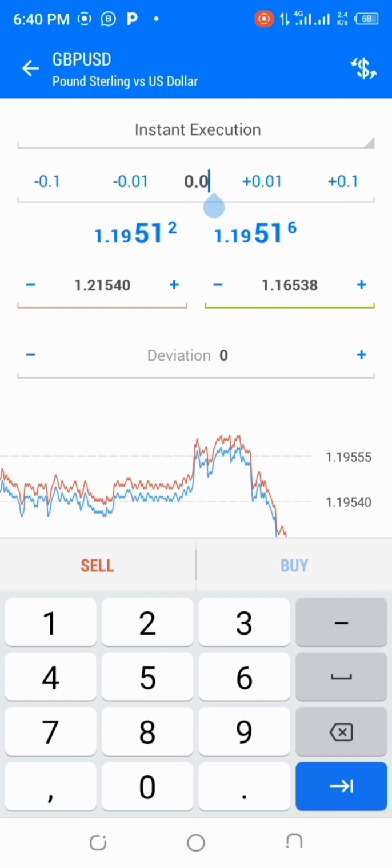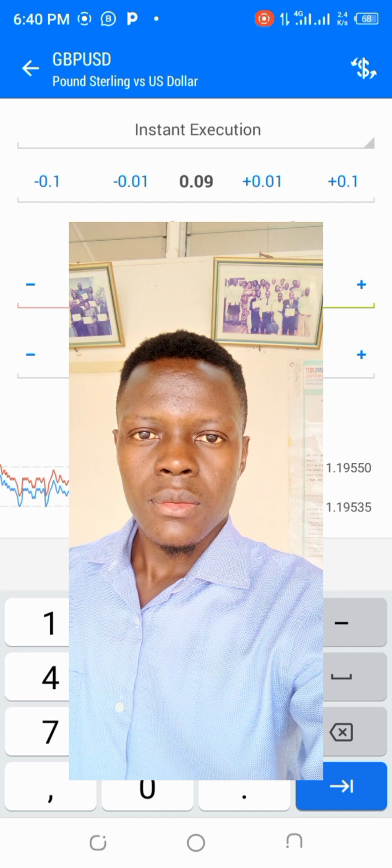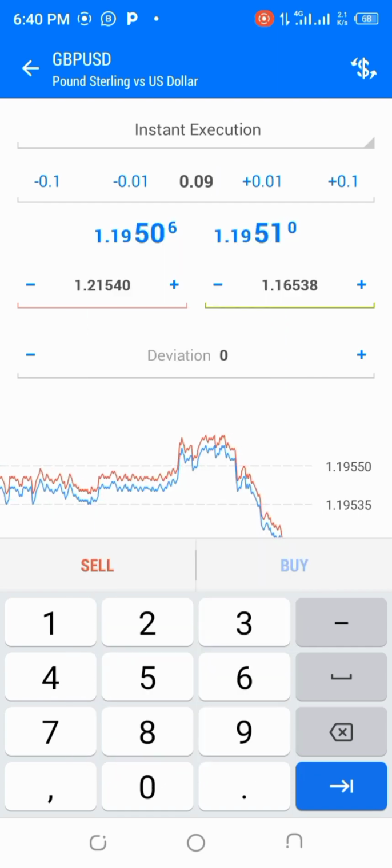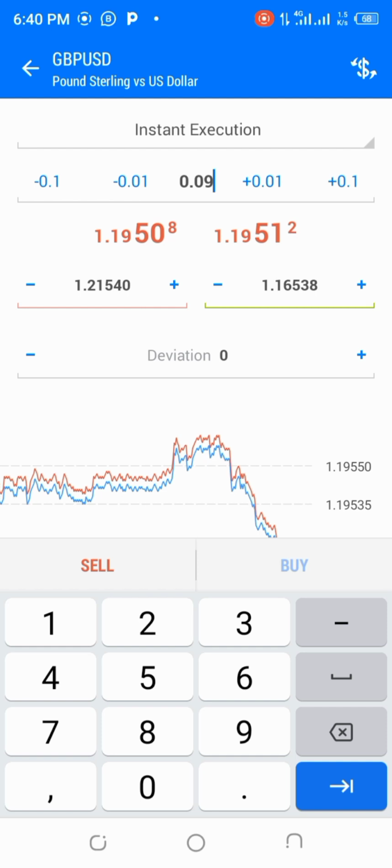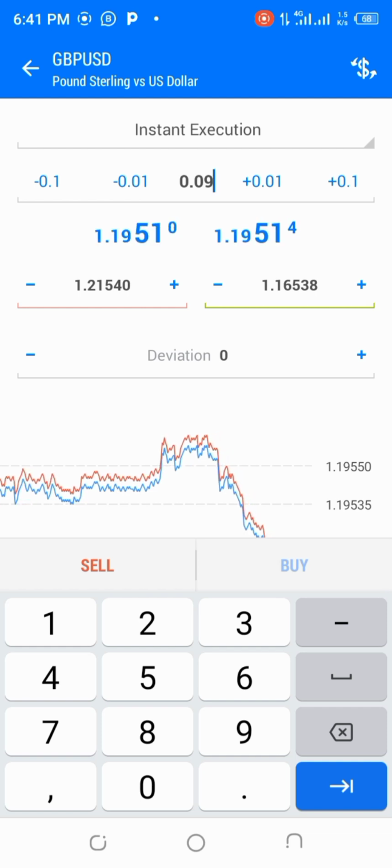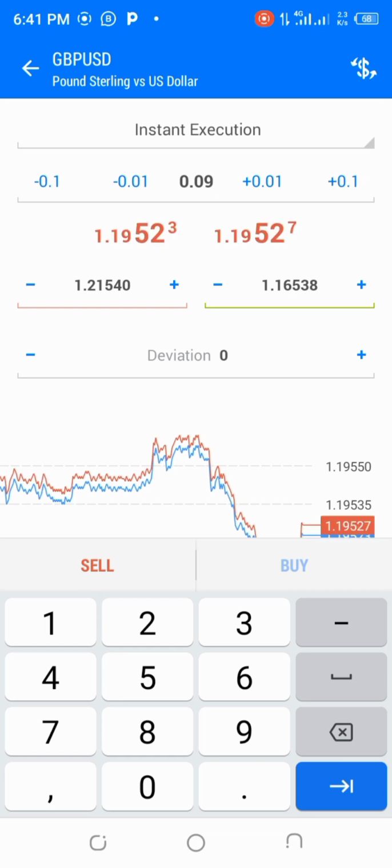And in the same case, let me take the maximum 0.09. If the market moves 100 pips in our direction, we are making a profit of $90, and if it's against our direction, we are making a loss of $90. You can do the analysis and insert the values of stop loss and take profit. So with these values of stop loss and take profit, you can set this.